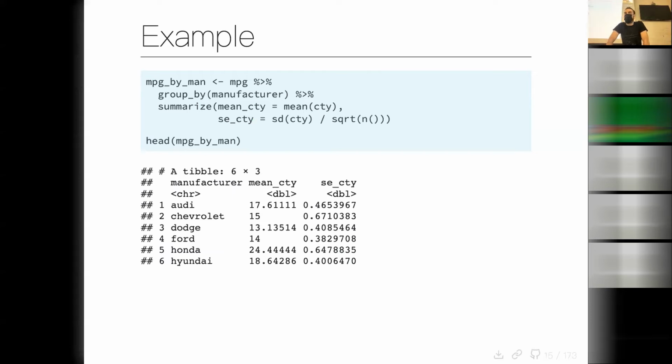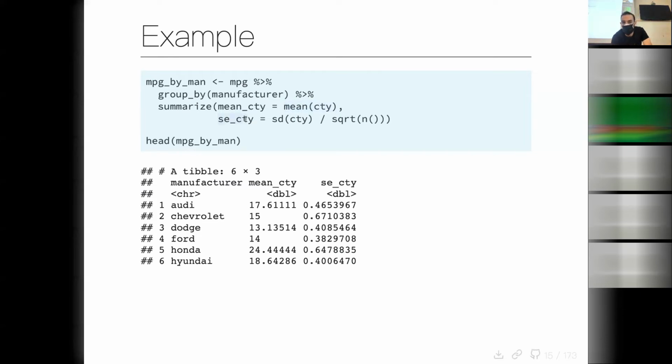So this is from, again, the MPG data set. So you can just copy this code if you want to follow along. But I'm calling this MPG by man because it's the average miles per gallon for each manufacturer. Okay, so I'm going to take MPG, group by manufacturer, and then summarize. I'm going to create this new column, which I'm calling mean city, which is going to be the mean of the city miles per gallon. Okay, and that's going to give me a mean for every manufacturer.